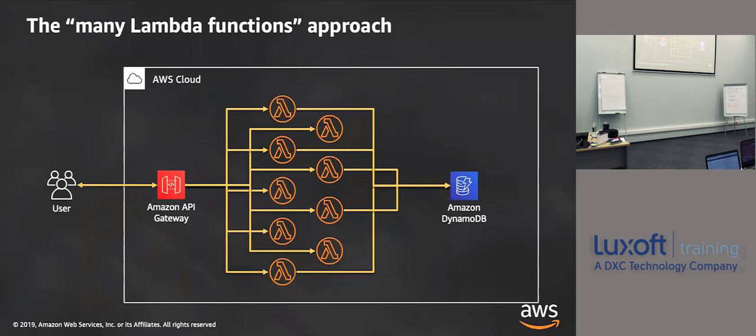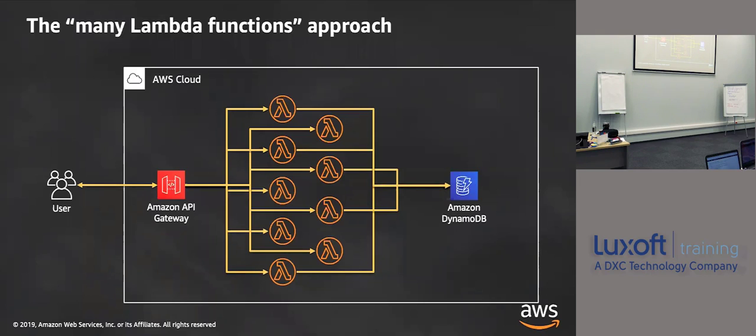Or I can even do it by method. So I could say user posts hit the top lambda, user gets hit the second lambda, or something like that. I could get really granular with that, however I want to do it. I can also break down the authorization in Cognito, what can be reached and what can't be reached.